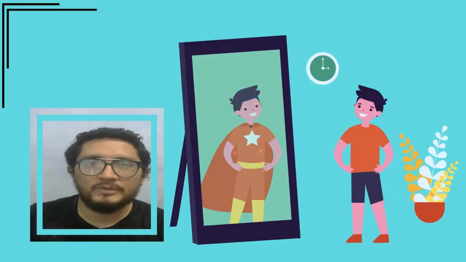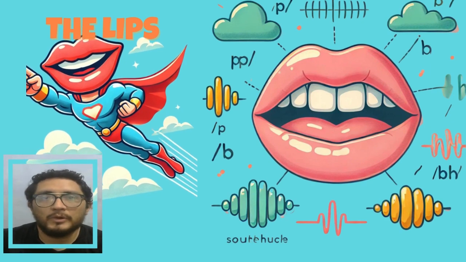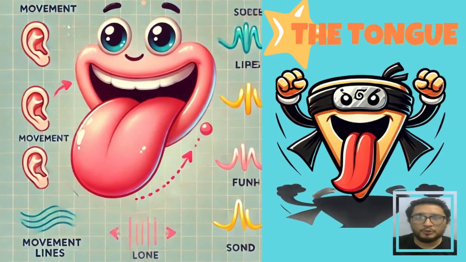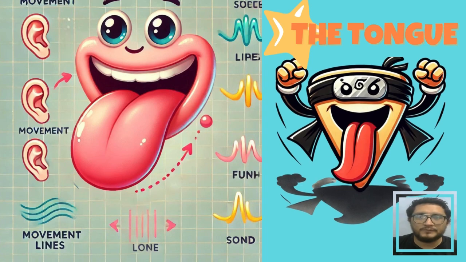Hello, my name is Luis Abarca, and now I'm going to explain a little further about the examples of this case. Let's begin with the first of all the articulators that we are going to talk about. The first one is the lips. Did you know that they are like superheroes when it comes to making the P and B sounds? Just close and open them super fast and you will get it. The tongue, our superstar, moves up, down, left, and right. It's like a ninja making all kinds of sounds.